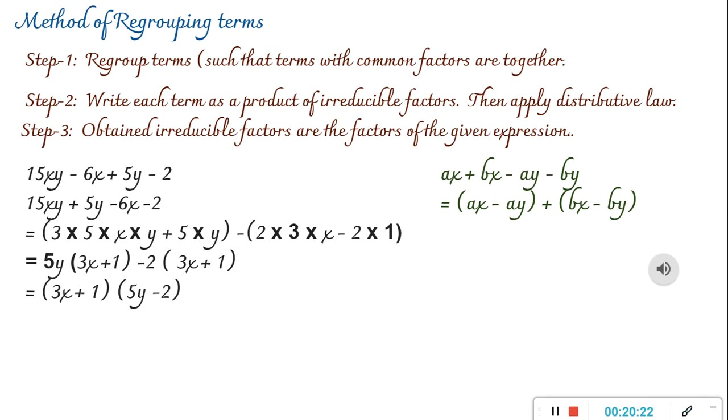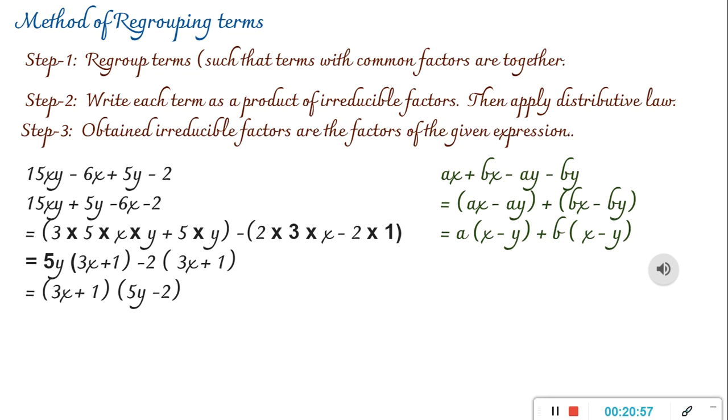So let's opt for the first option: group ax and ay together, and bx and by together. If you write each term in the form of its factors, it can be written as a into x minus a into y plus b into x minus b into y. So what are the common factors you would have? a is the common factor and you are left with x minus y. Here b is the common factor and x minus y is again left.